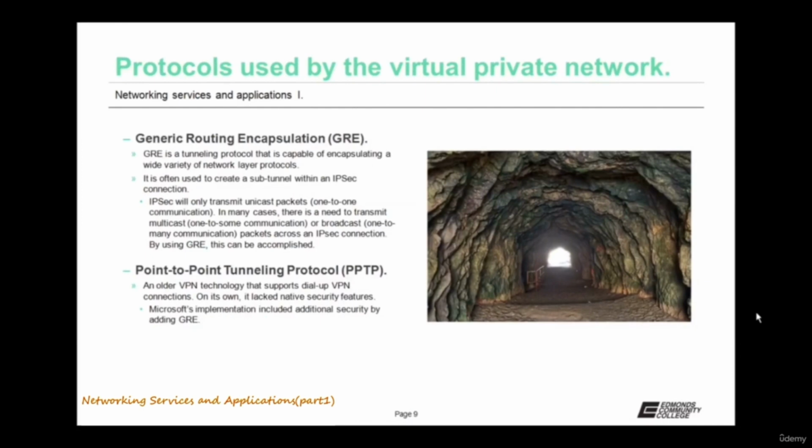Then we have Generic Routing Encapsulation, GRE. GRE is a tunneling protocol that is capable of encapsulating a wide variety of other network layer protocols. It's often used to create a subtunnel within an IPsec connection. Why is that? Well, IPsec will only transmit unicast packets. That's one-to-one communication. In many cases, there's a need to transmit multicast, which is one-to-some communication, or broadcast, which is one-to-many communication, packets across an IPsec connection. By using GRE, we can get that accomplished.